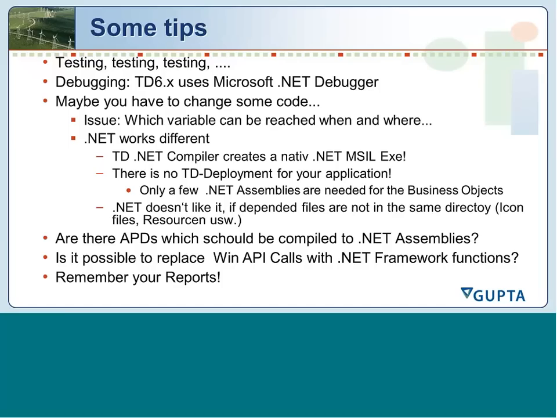I mentioned it before. Is it possible to replace Win API calls with .NET Framework functions? This is a good point to start with, because you can use already .NET Framework and .NET assemblies inside Win32 applications, like in Team Developer applications. So you can start replacing Win API calls in Win32 build time. So this is a good point.